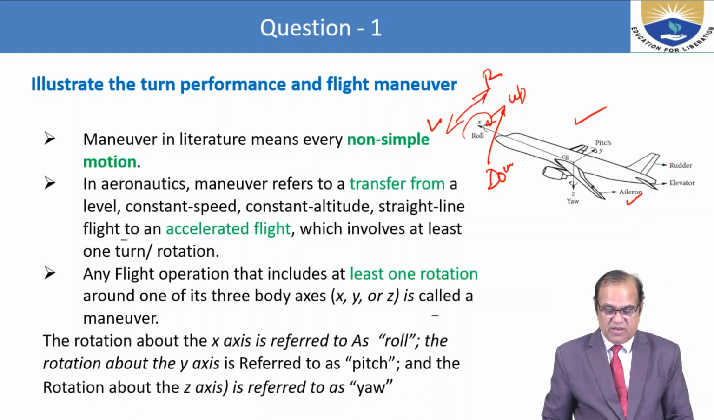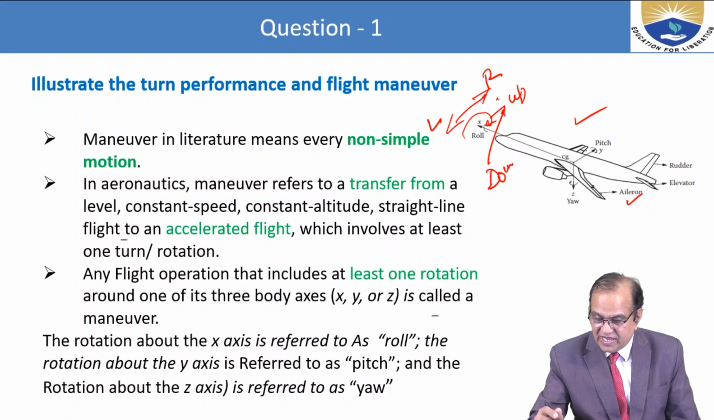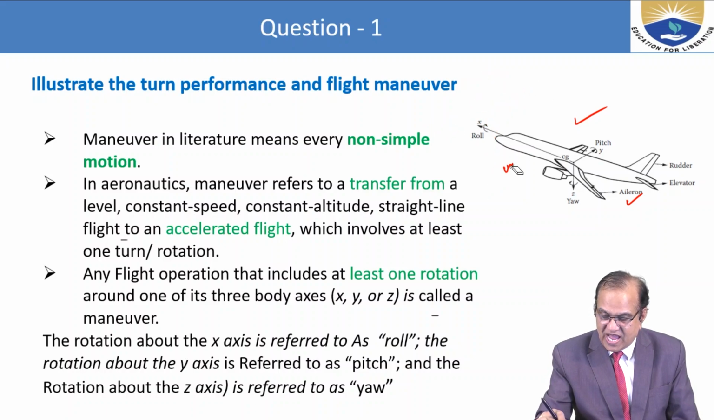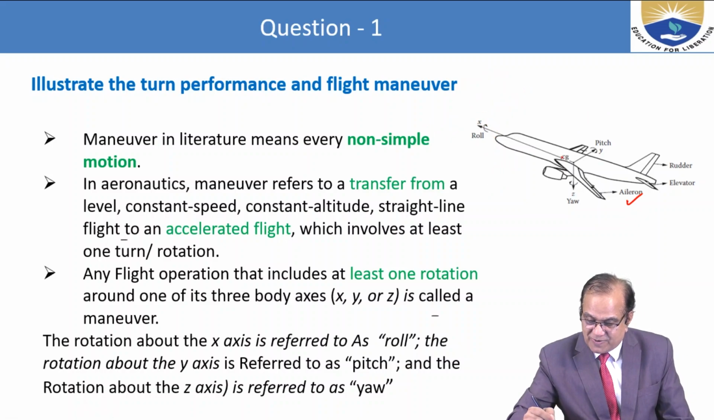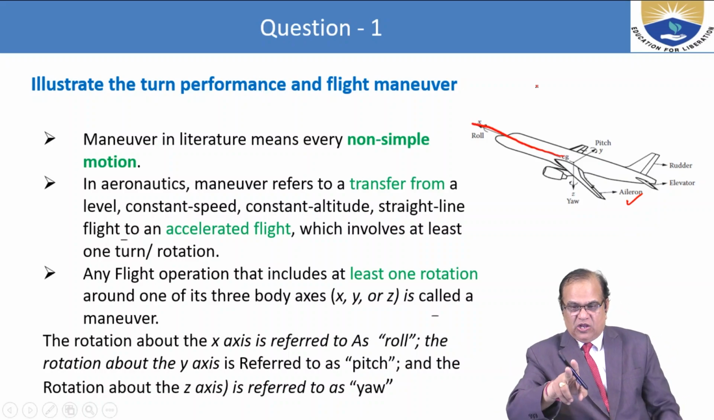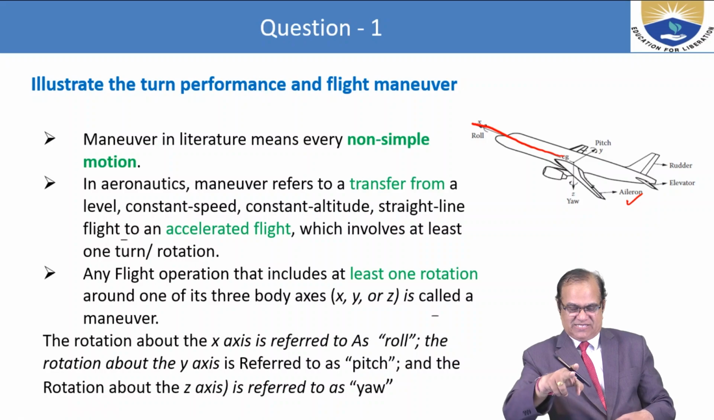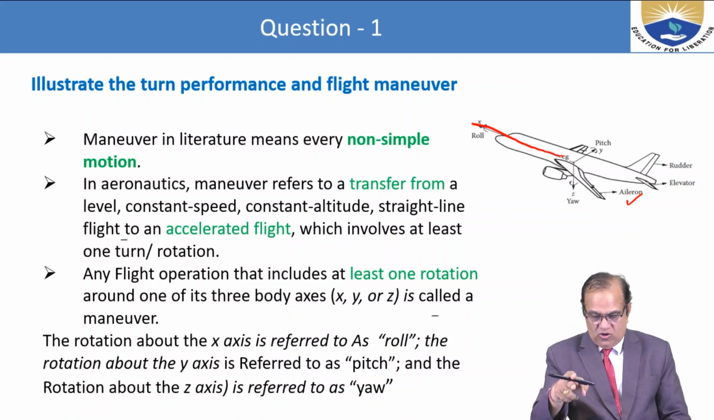The rotation about the x-axis is referred to as a roll. So if you are flying the aircraft and you are rotating the aircraft with respect to the x-axis, it means your wings are going down like this. It is called the roll.